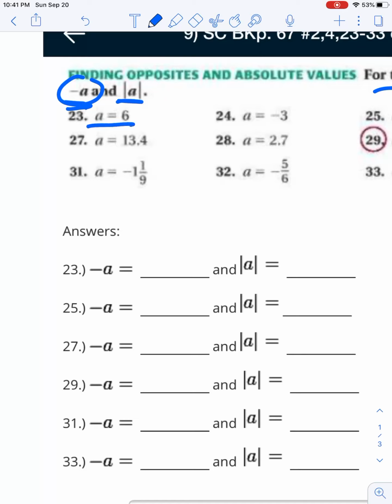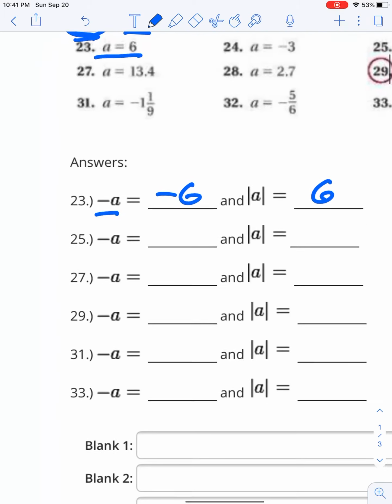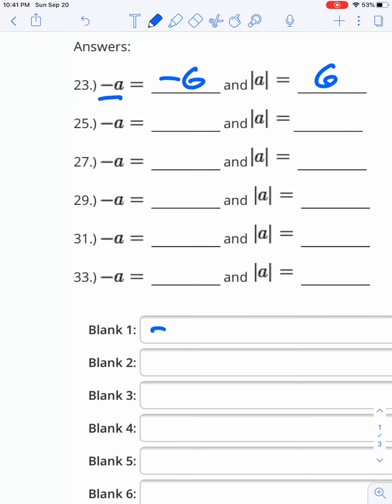So here's number 23. It says A is 6. So the first thing is, what's the opposite of 6? That's another way of saying negative 6. And then you're also going to answer what's the absolute value of 6, which would just be 6. Okay, so when you enter them in blanks 1 and 2, the first one will be negative 6, the second one will be positive 6.